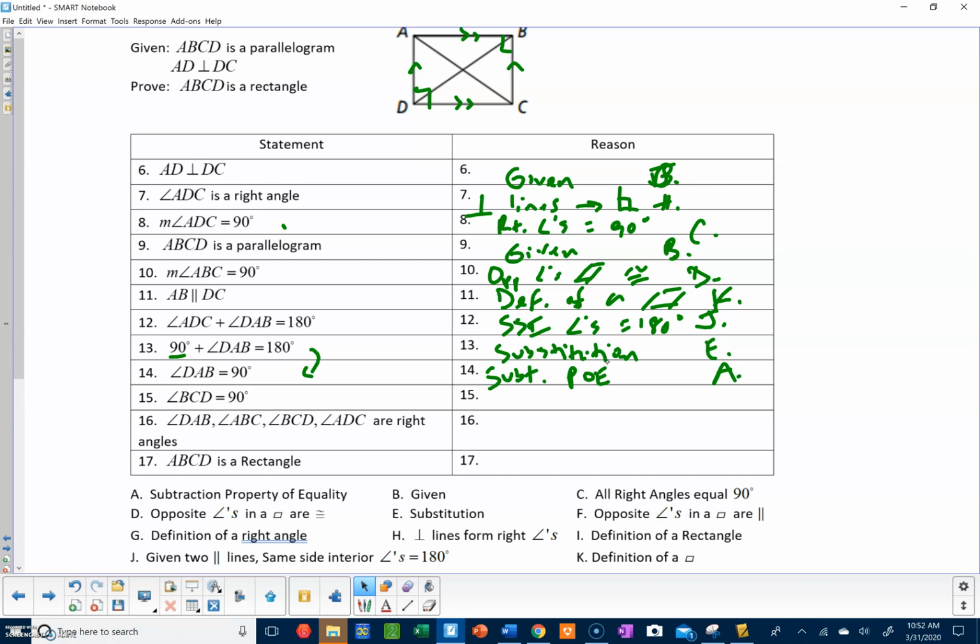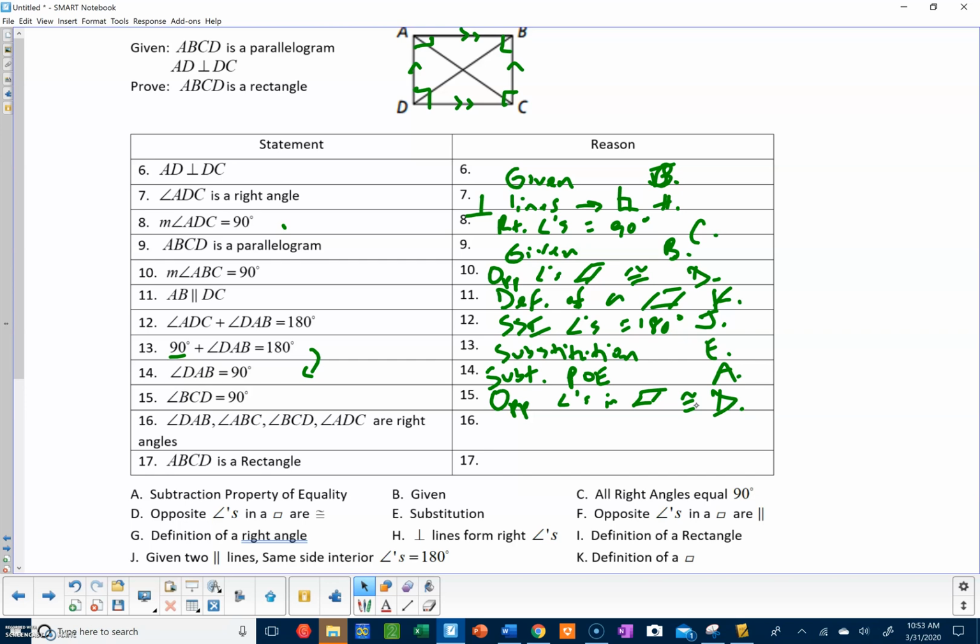Then we also know that BCD equals 90 degrees, because we just learned that this one equals 90. So we're saying that opposite angles in a parallelogram are the same, and again we're using choice D here. It's okay to repeat options. Step 16 says that angle DAB, angle ABC, angle BCD, and angle ADC are right angles.